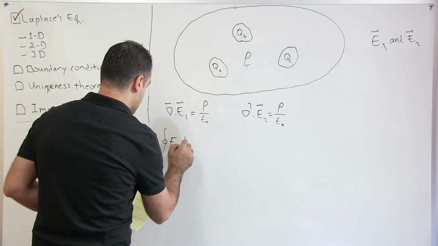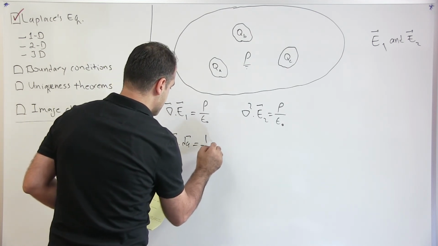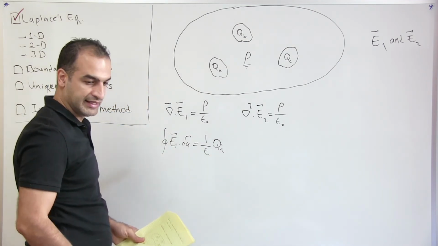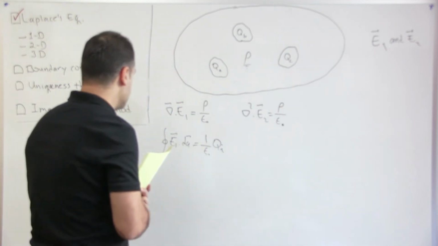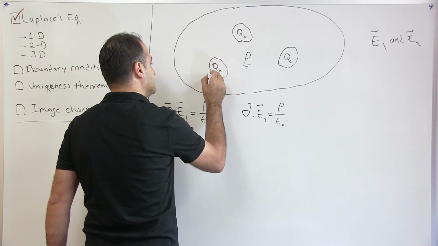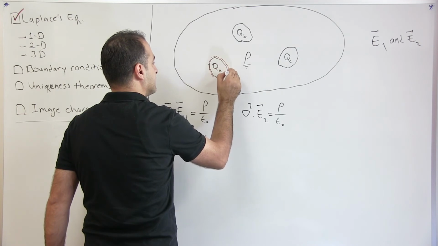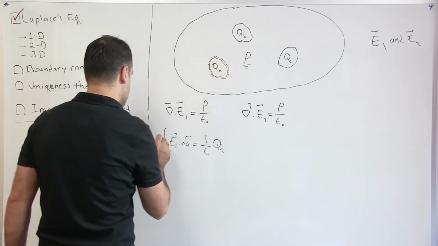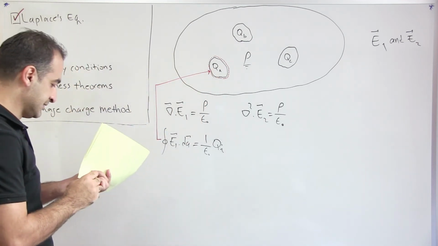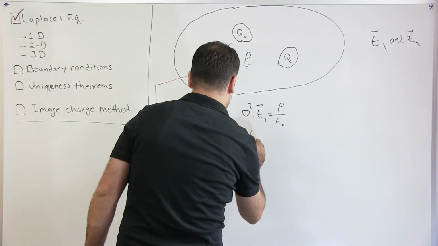the integral of E1 dot dA should be 1 over epsilon zero times Qi, the total charge on each conductor. And these integrals that I'm showing here, like E1, are integrals on a surface that is super close to each of the conductors, something like this. So this integral is on such a surface, and this must be correct for E2 as well.